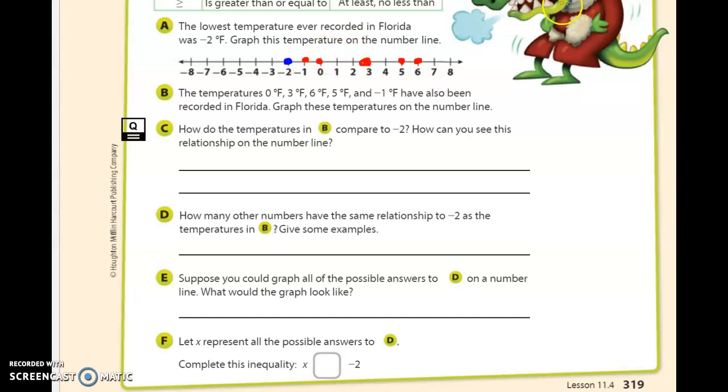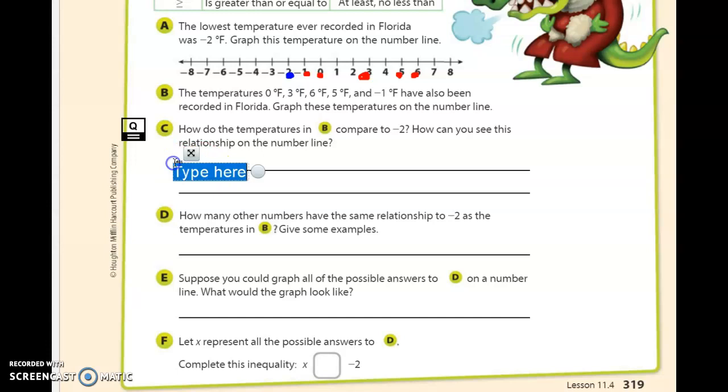Okay, now we're on part C. How do the temperatures in B, these temperatures I just graphed, compare to -2? How can you see this relationship on the number line? Well, if we look at all these red dots, all of the temperatures that I just recorded, we can see that they're all greater than -2, right? -2 is the lowest number to the left, so that means everything to the right has to be greater than -2. And they're all located, if -2 is here, then they're all located to the right.